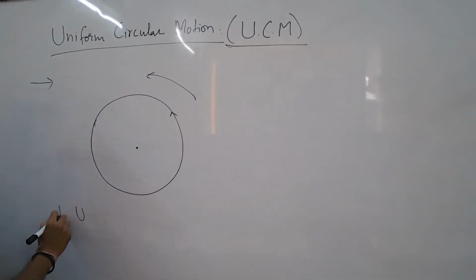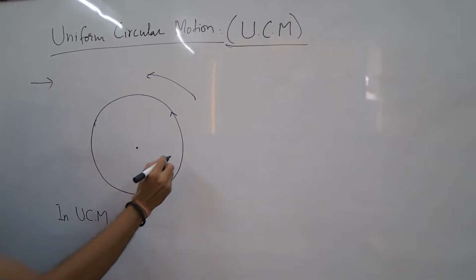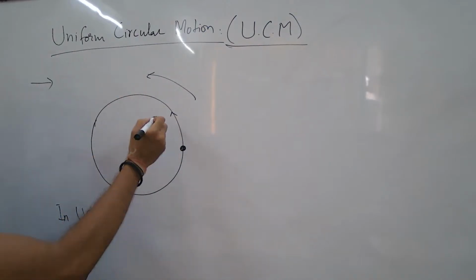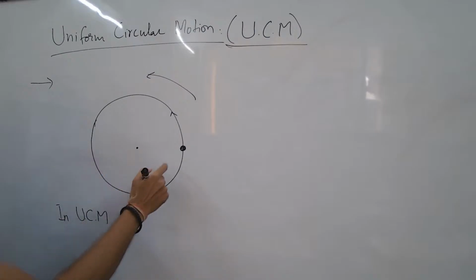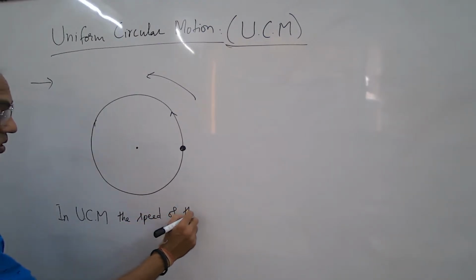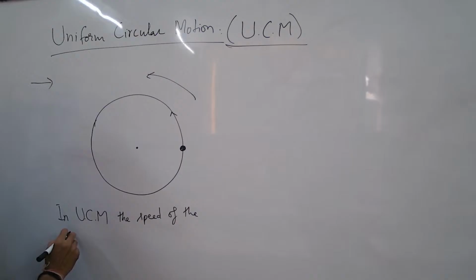So UCM is the name of the motion. Who goes through this motion? The object. Let's say Earth revolving around Sun, or Moon revolving around Earth, is in uniform circular motion. So in UCM, the speed of the object is constant. This is the feature of UCM.